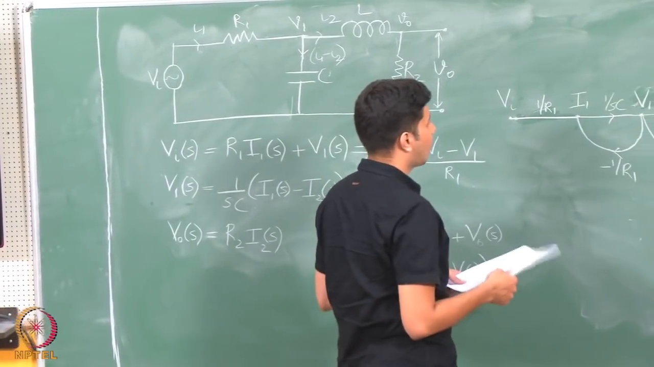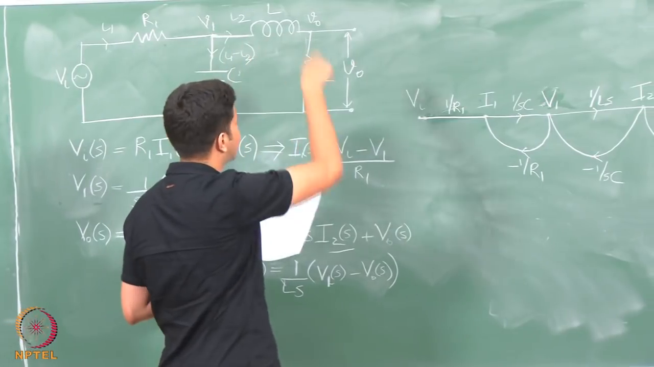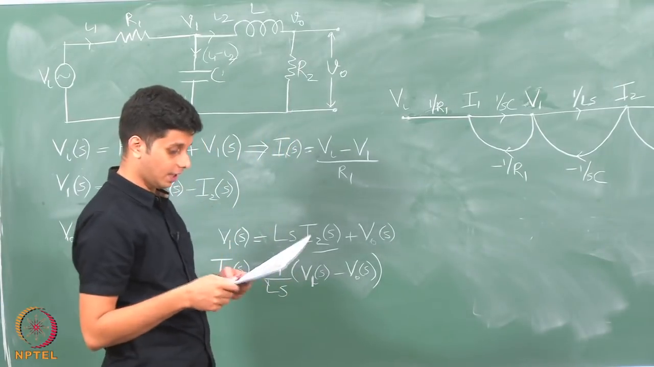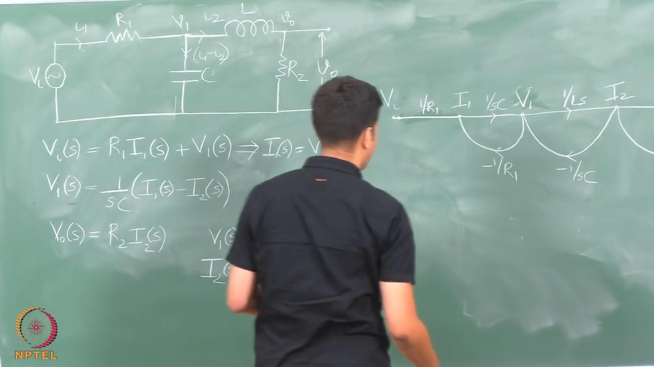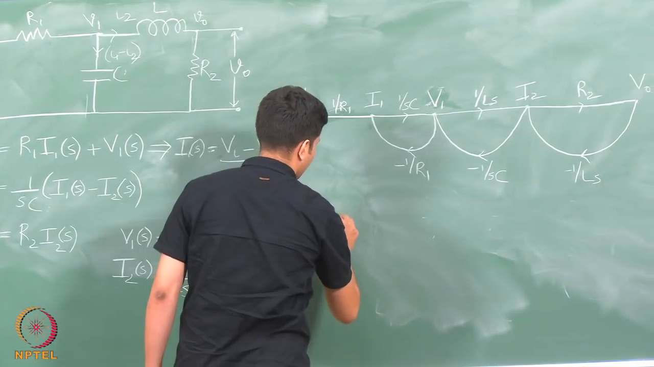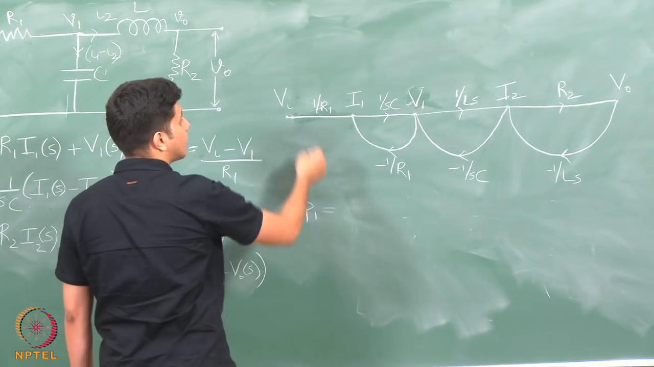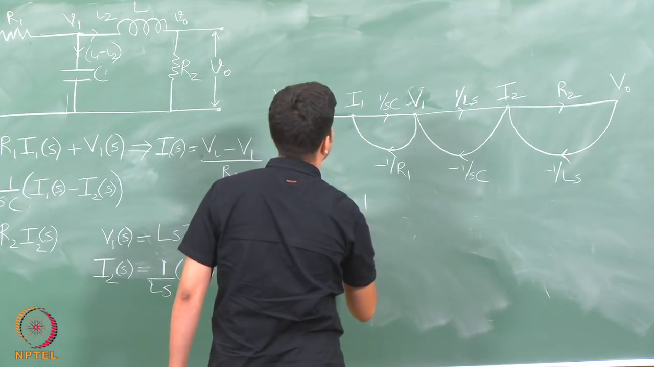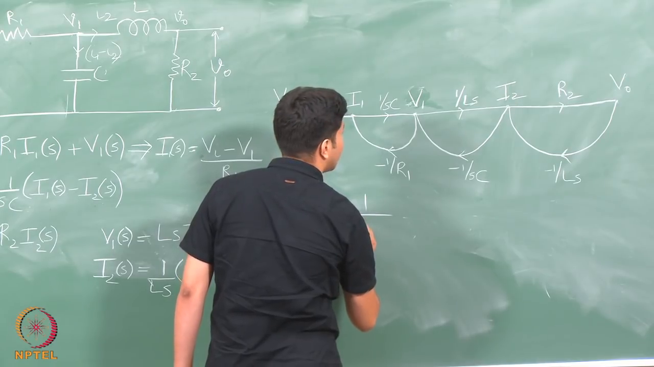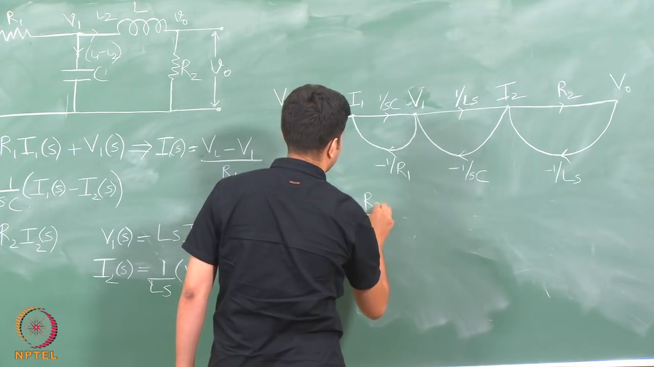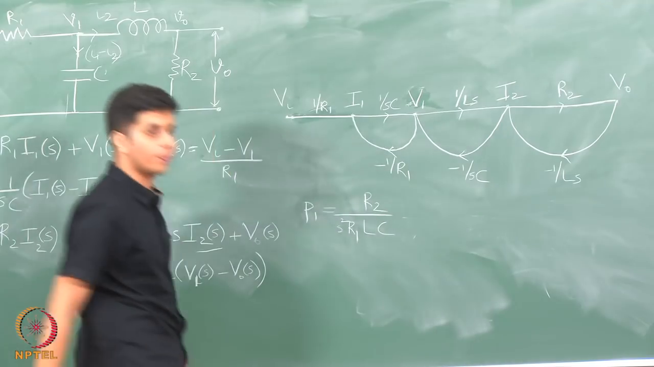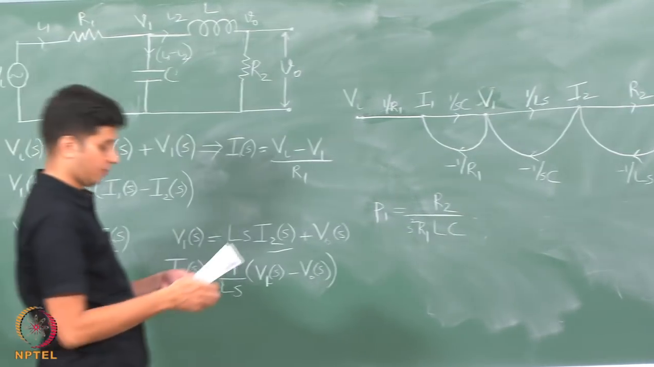So now what we will do is we will try to find out the transfer function. Earlier we used to apply all the equations and do elimination and find out the transfer function. Now because we have a signal flow graph, we can apply Mason's gain formula and find out what is the transfer function. So as you can see, there is only one forward path here and its gain is 1 over S square times, oh, this is R2 on the top, R1, L and C. So this is my forward path gain.